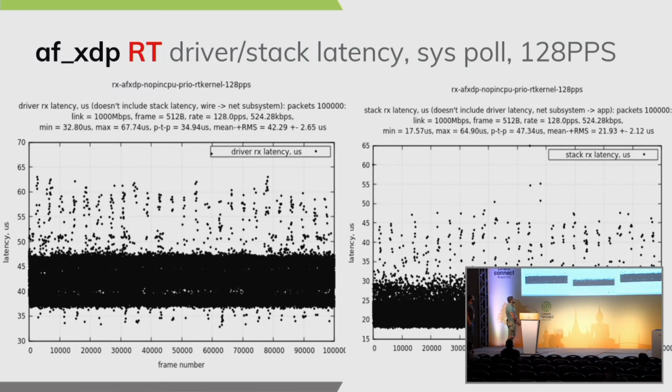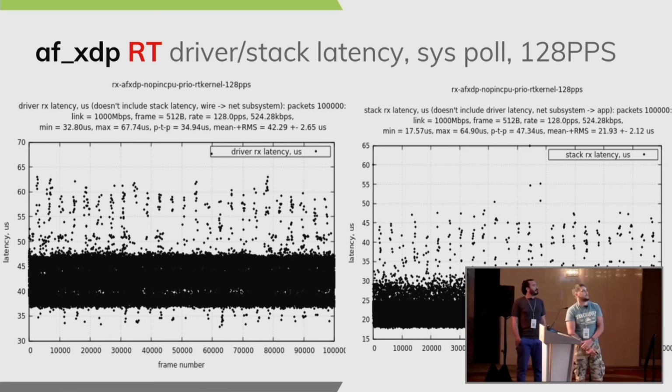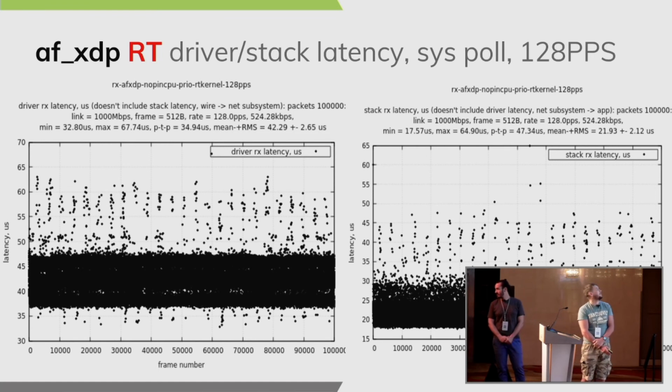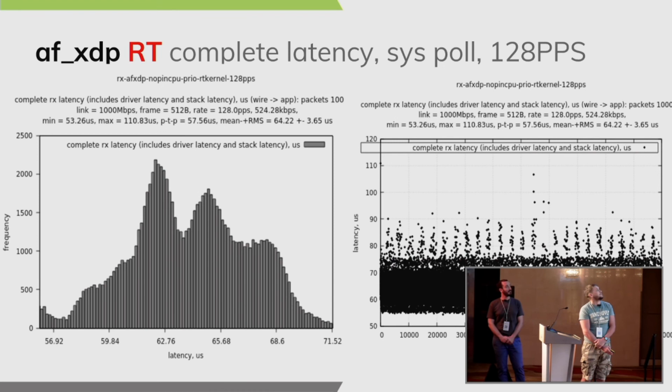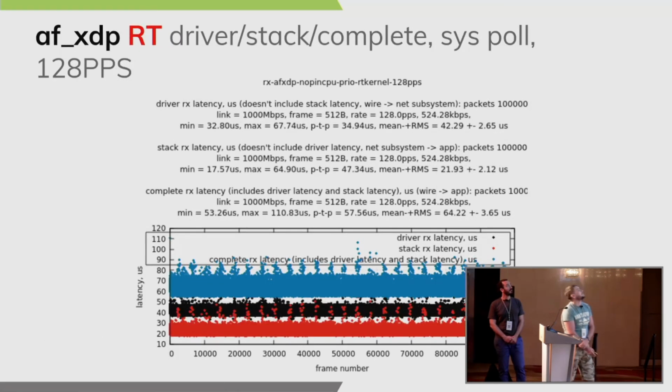This is for system poll. This is not software poll. We just wait while the scheduler wakes us up and we can receive the packet. In this case, we have about 20 microseconds. This is not very good, and probably we need to use some CPU pinning and then verify once more. So this is the dispersion for this one, and this is the complete latency.